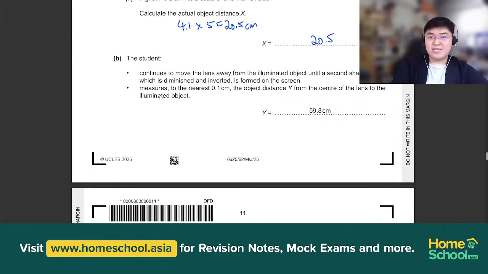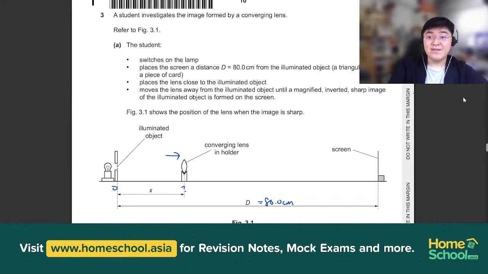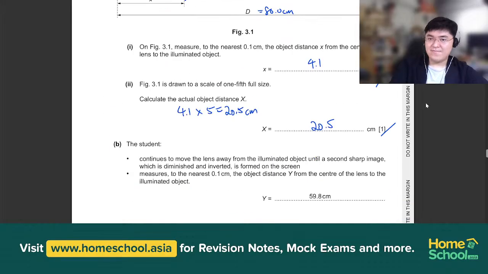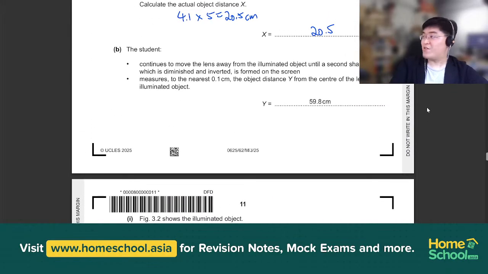Part B. So the student continues to move the lens away from the illuminated object until a second sharp image, which is diminished and inverted, forms on the screen. And the student measures to the nearest 0.1 cm the object distance y from the center of the lens to the illuminated object. So what do they mean? They continue to move this lens all the way until somewhere around here, and then the image formed is diminished and inverted.